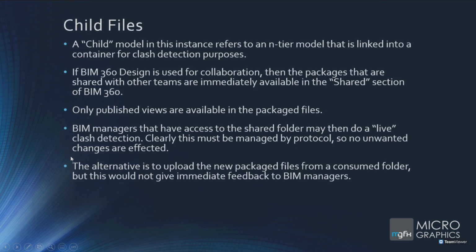and we'll have a look at that. So first of all, what is a child file? A child model in this instance refers to an n-tiered model that is linked into a container for clash detection purposes. So let's suppose that in a very simple environment, we've got one architectural file and one structural file and one mechanical file. Those are then the child files, and they will be linked into a container file from which we can generate our views. Right. So BIM 360 Design is used for collaboration. Then packages that are shared with other teams are immediately available in the shared section of BIM 360. Now, let me just show you what that looks like.